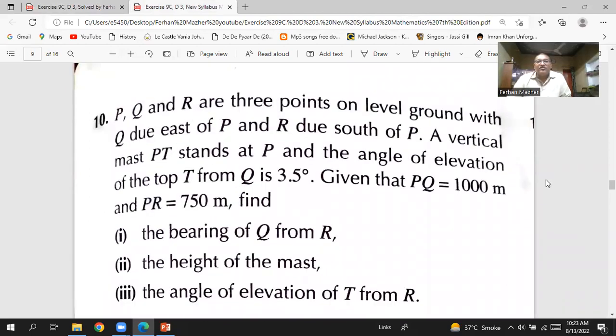The next question is question number 8, question number 10, sorry. And it says P, Q, and R are 3 points on the level ground with Q due east of P and R due south of P. A vertical mast PT stands at P and the angle of elevation of the top T from Q is 3.5 degrees. Given that PQ is 1000 meters and PR is 750 meters, find the bearing of Q from R. That's the first question.